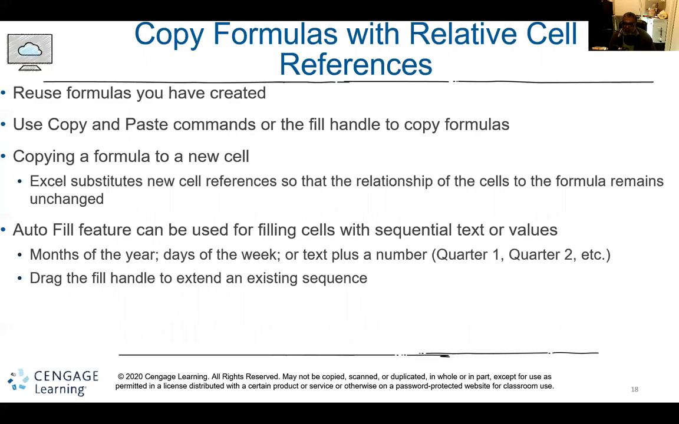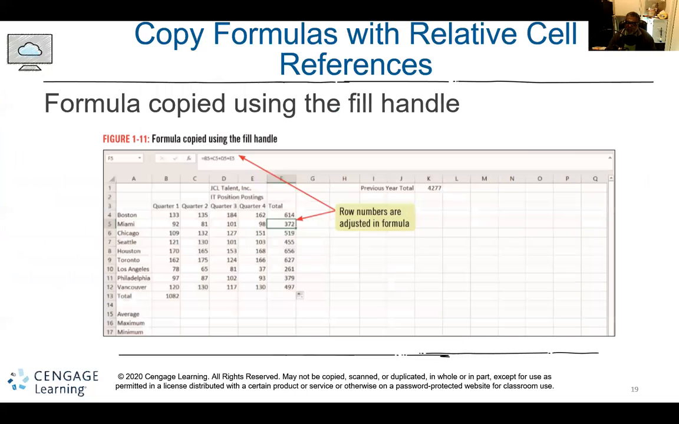Autofill feature can be used for filling cells with sequential text or values. Month, the year, days, weeks, so forth. If you say quarter one, if you drag it from the fill handle, then it will say quarter two, quarter three, quarter four, and so forth. Drag the fill handle to extend the existing sequence. So it's almost trying to think for you.